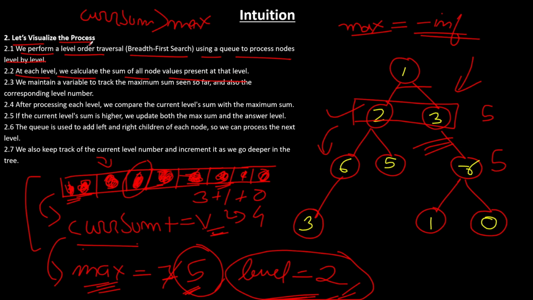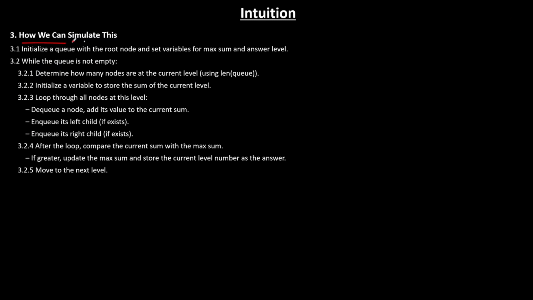And this way we have implemented our intuition, or we have realized the process of how we're going to solve this particular question, right? Now how can we simulate this, right? We will initialize a queue with a root node, okay, and set variables for max sum and answer level, right? These are the variables which will be needed: maximum sum, answer level, and queue will be initialized with the root node, right?